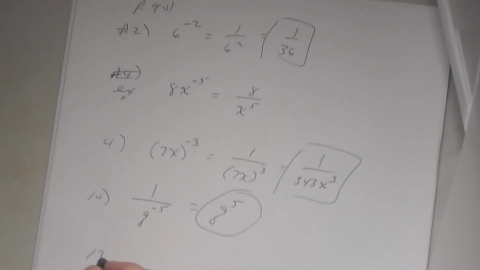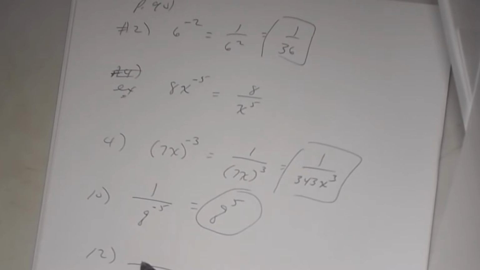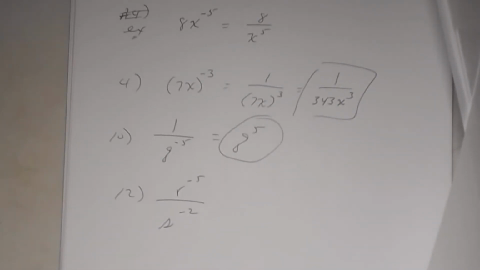Now, don't make number 12 difficult. This is what you have. R to the negative fifth, S to the negative second. So think about the answer. What do you think? R to the fifth over S to the second. No. Nope. Like, that's an S at the bottom. Yeah, but it wouldn't be like a little division thing, I don't know what it's called. Like this.